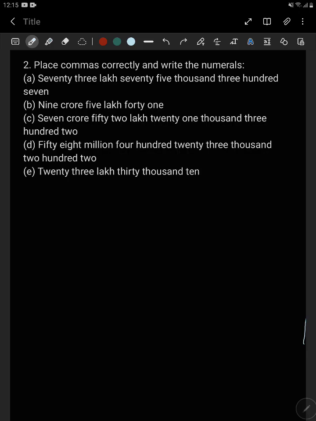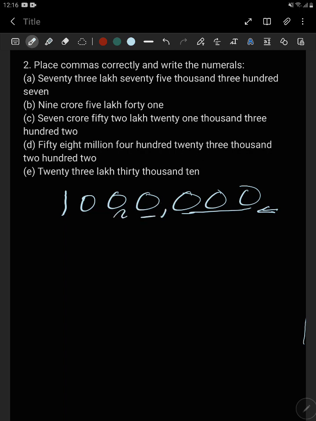So we need to see how the Indian numbers are written. I will explain first of all how Indian numbers are written. If any number is there like 1 0 0 0 0 0 or whatever, when we start from the right side, first of all the comma will be written after 3 digits. And after this we will put the comma after 2 digits.